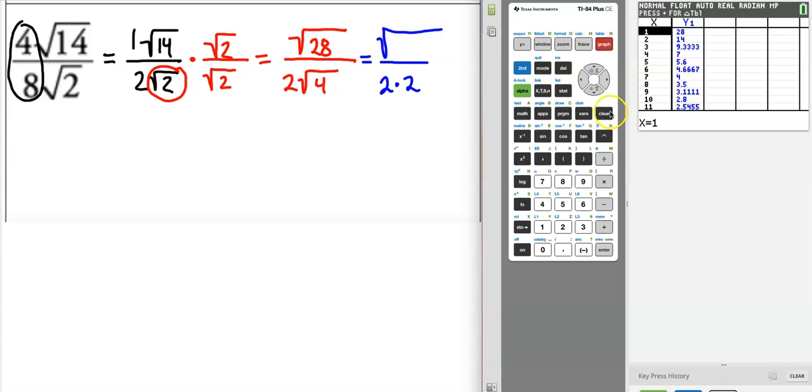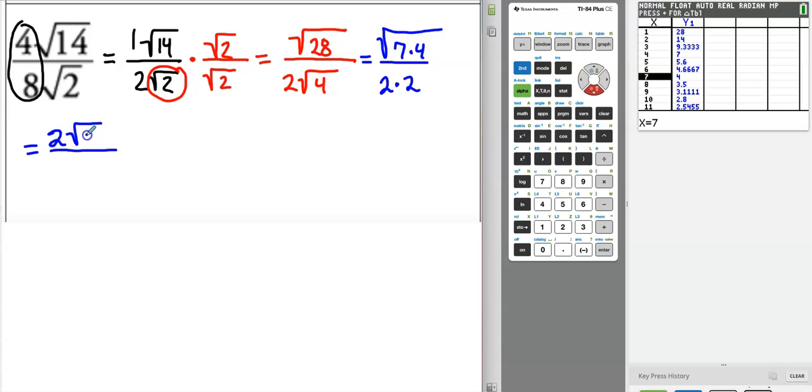I'm going to hit second graph, and I'm going to try to look for perfect squares. And guess what? I found one. So 7 and 4. Okay. So instead of writing 28, I'm going to write the square root of 7 times 4 at the top. So now, when I rewrite this, I get 2 times the square root of 7 at the top. And on the bottom, I should just get 4.